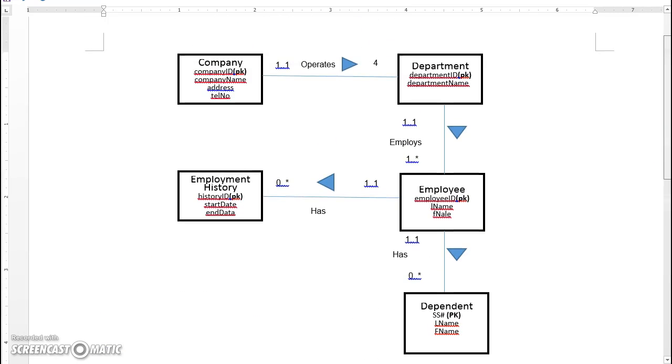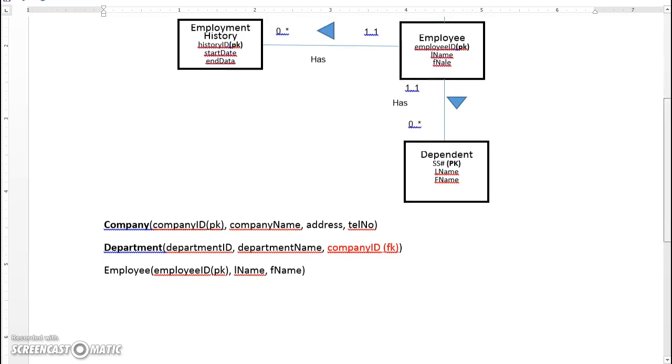Now let's look at the relationship between department and employee. A department is one to many here. So on the many side, which is employee, you are going to add the primary key of the one side, which is department. So I'm going to add the department ID, and this will be a foreign key in this case. So this is the one side, this is the many side. So on the many side, I'm going to add the primary key of the one side. So this belongs to this relation.